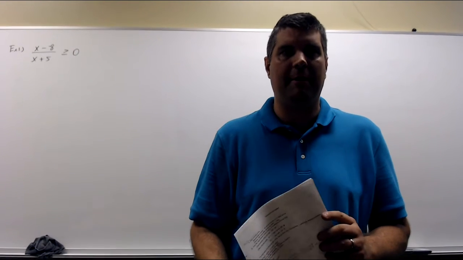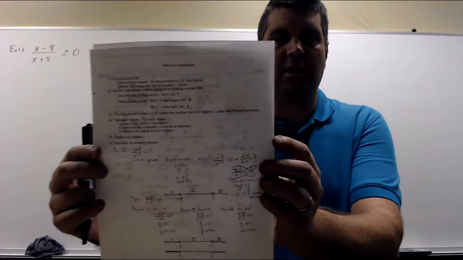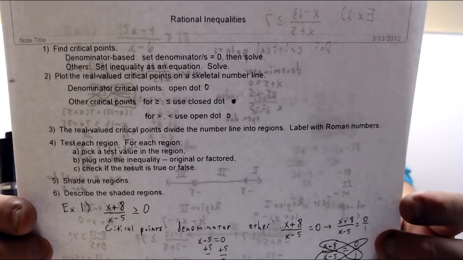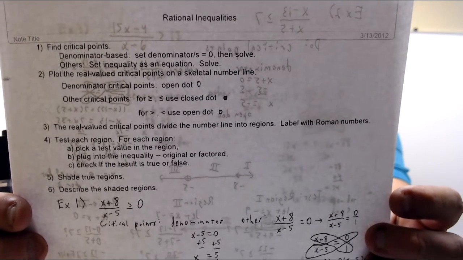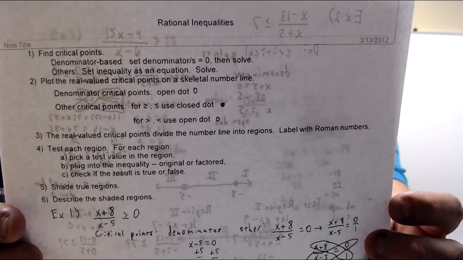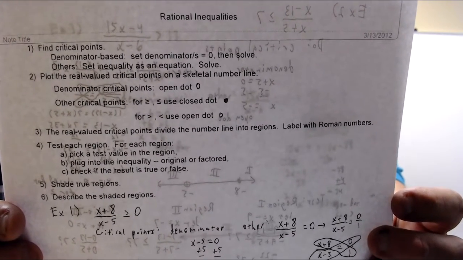I'm going to be talking about rational inequalities, and what I'm going to be doing is based on these steps right here. Okay? Find critical points. One, denominator-based: you'll set the denominator equal to 0 and solve. Others: set the inequality as an equation and solve.